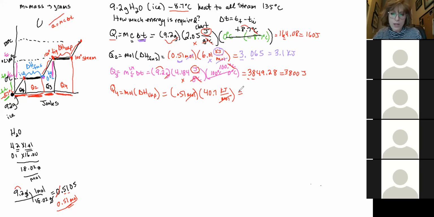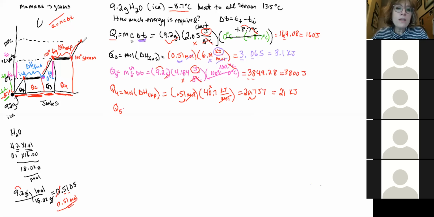Moles cancel, and so we just have to multiply that through. So 0.51 times 40.7. And I got 20.76, or 20.757. I need 2 sig figs because that came from a chart. So this 7 causes the 1 to round up. So it's 21 kilojoules. Y'all follow me on number 4? Yes, ma'am. All right, good. Now number 5.